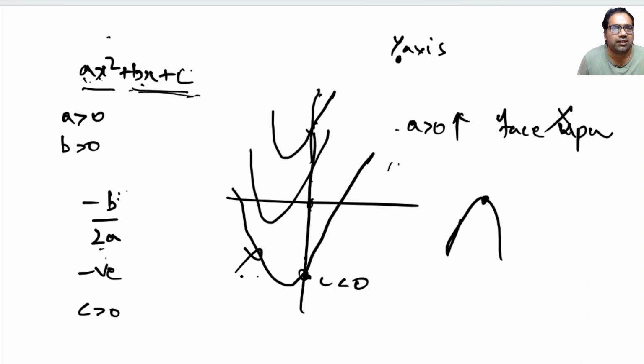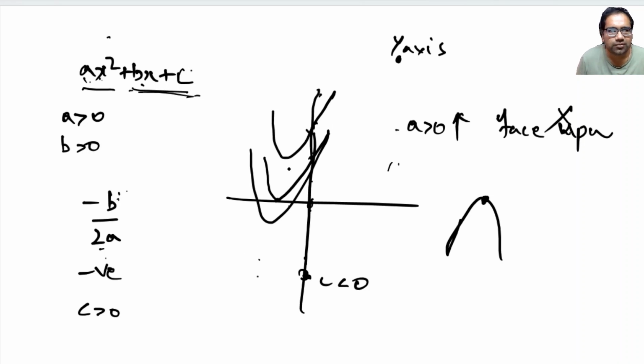This graph is clearly not possible because this graph is touching the y-axis at a negative value, but c is positive. So this is not possible. The graph can be like this, or the graph can be like this also. It can touch the x-axis at this point, but still touch the y-axis at a positive value. So these are the three cases.